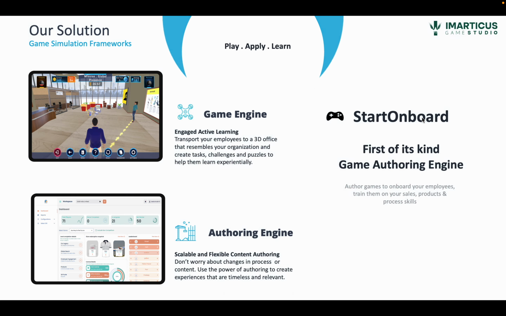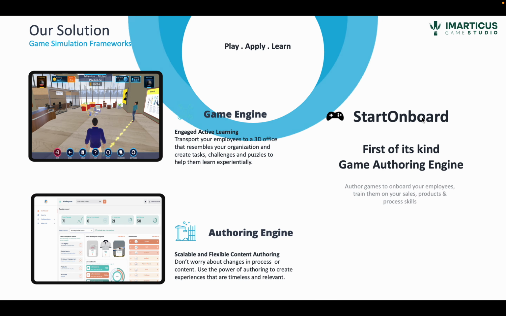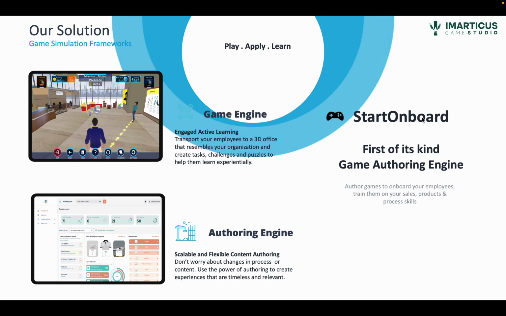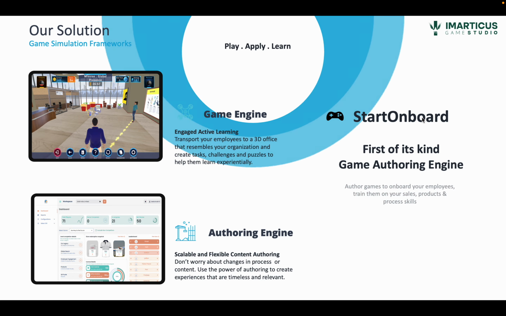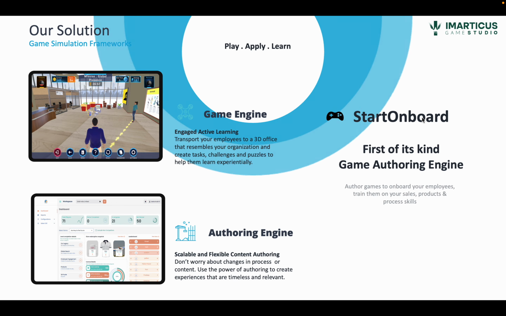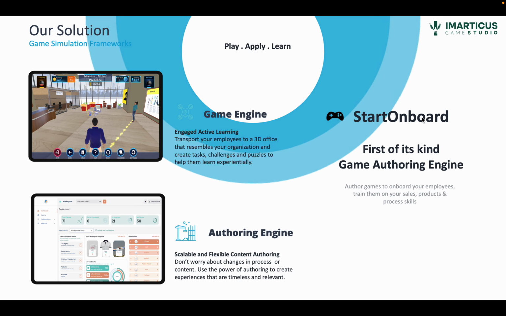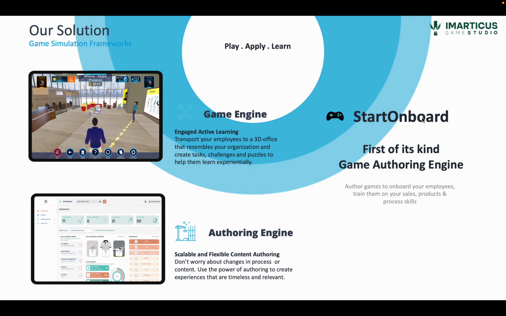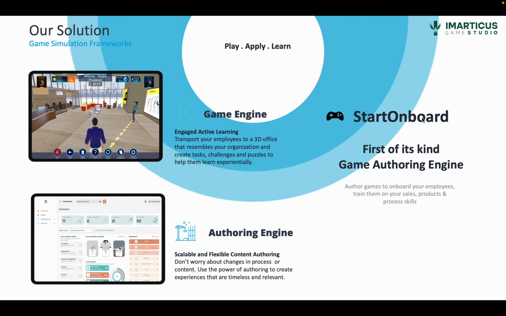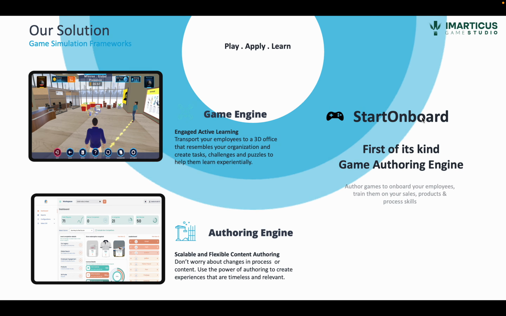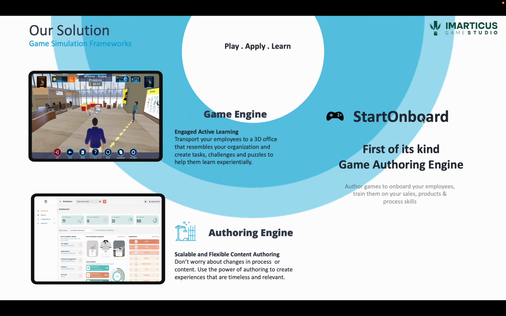Let me now walk you through one of our most proud and interesting platforms that we have. Start on Board is the first game engine in the market, which allows corporates such as yours to build and publish games all by yourself. You heard it right. You would be in a position to build and publish games all by yourself, leveraging the overall capability of the engine and give the standardization, scalability, and engagement that your end employees would need.